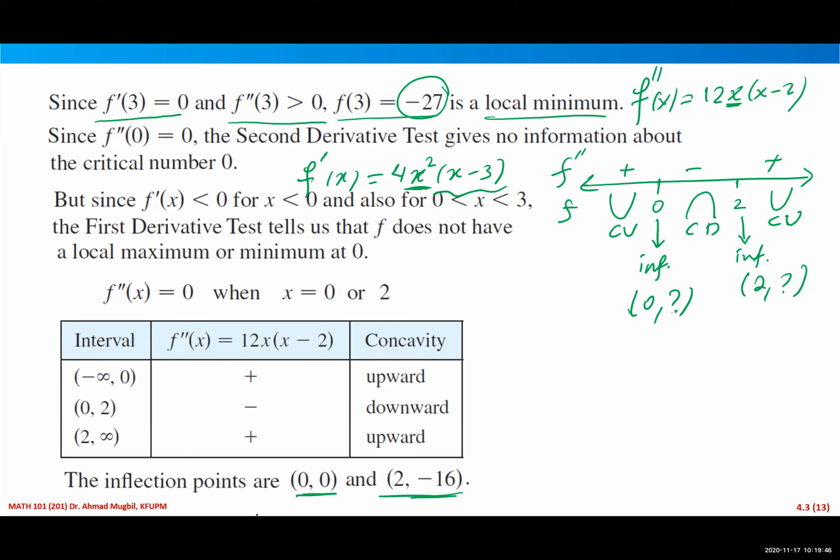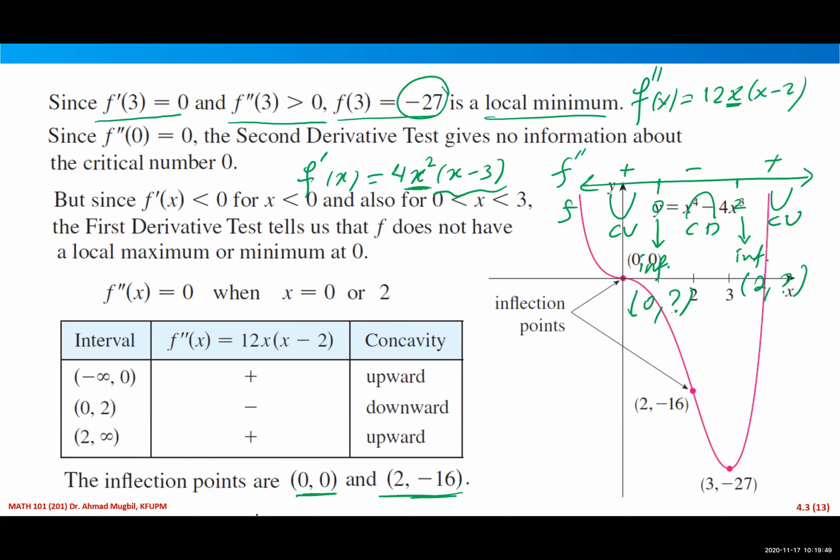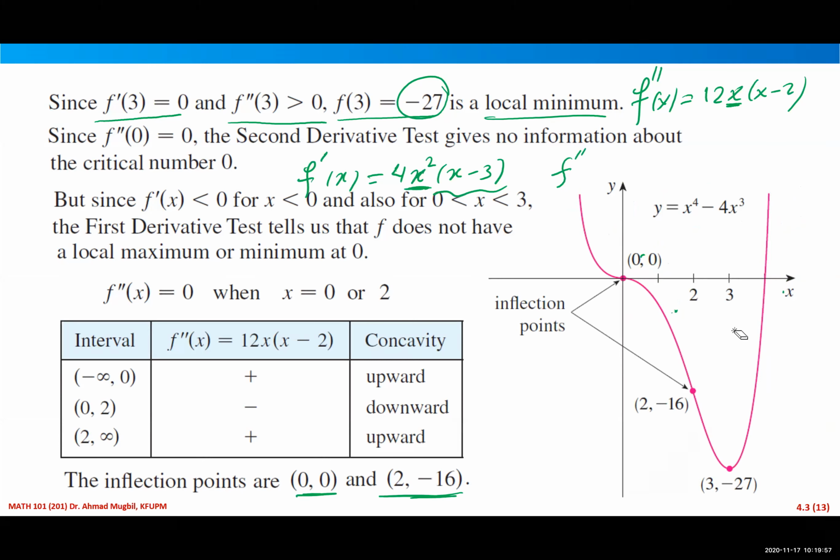Now to combine all the information, I did sketch the graph for you before in the previous slide. Here we are. You need to check everything that you did before. This is the local and absolute minimum at the same time. Here is the behavior to the right and to the left. At 0 it is 0, and at 0 we have an inflection point, so it should change from concave up to concave down. Here at 2, it was concave down before, after that it will be concave up. And of course you can also check the x-intercepts.